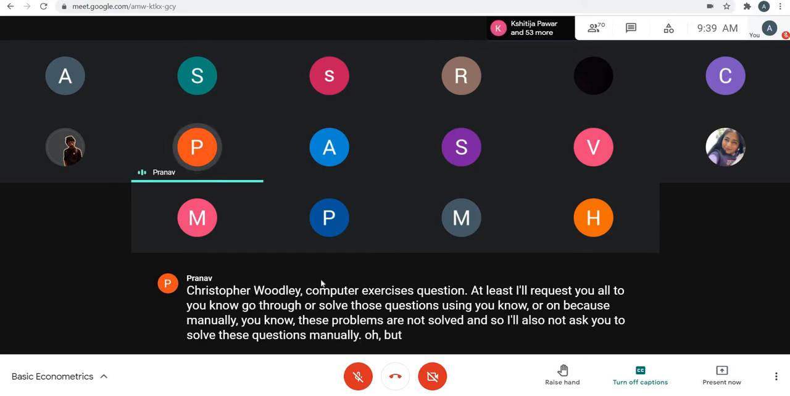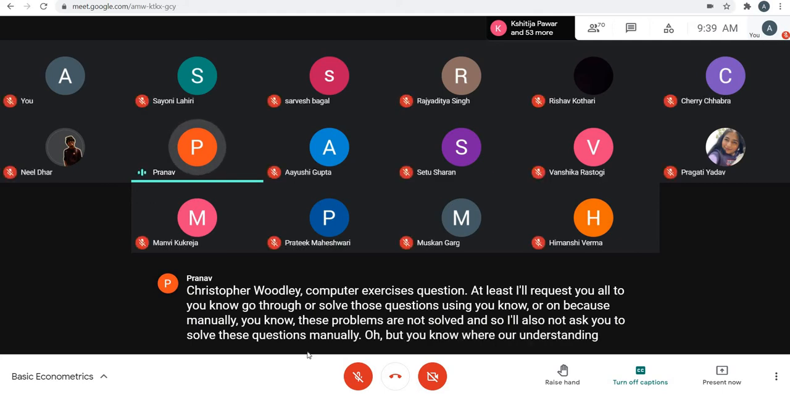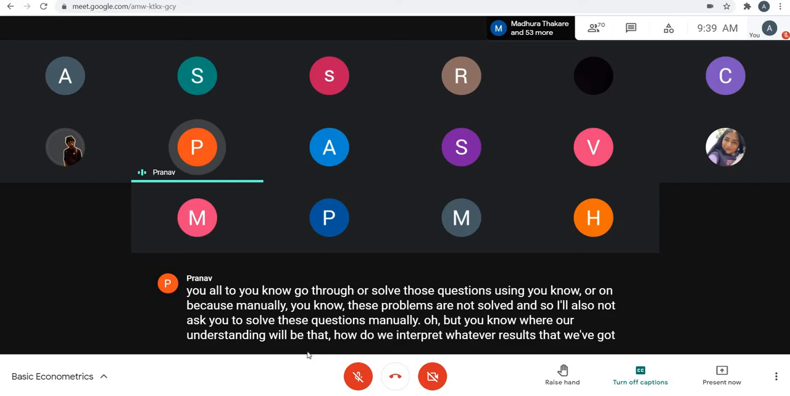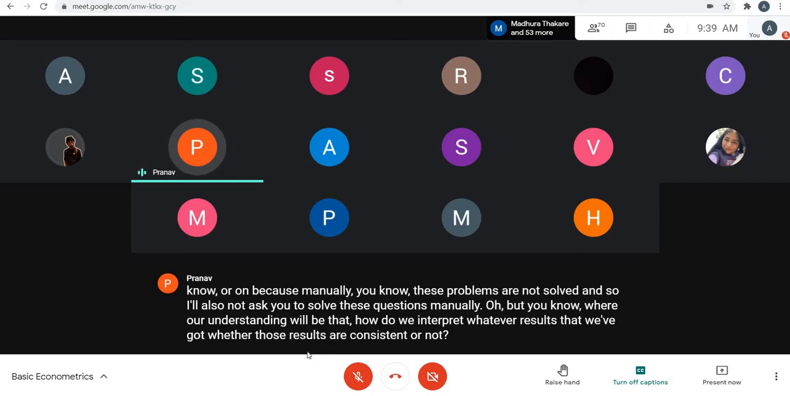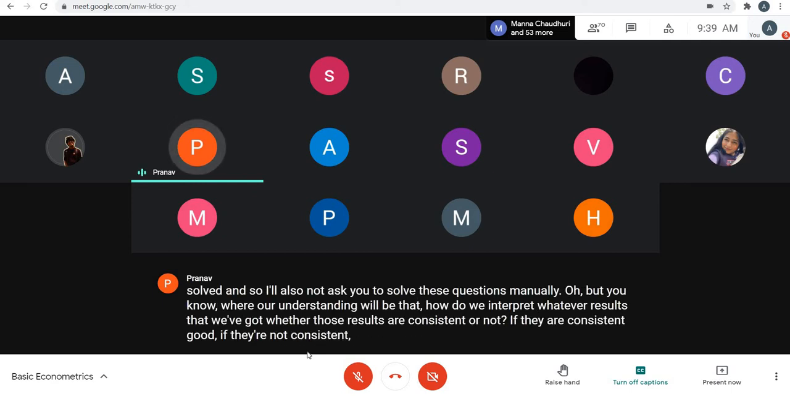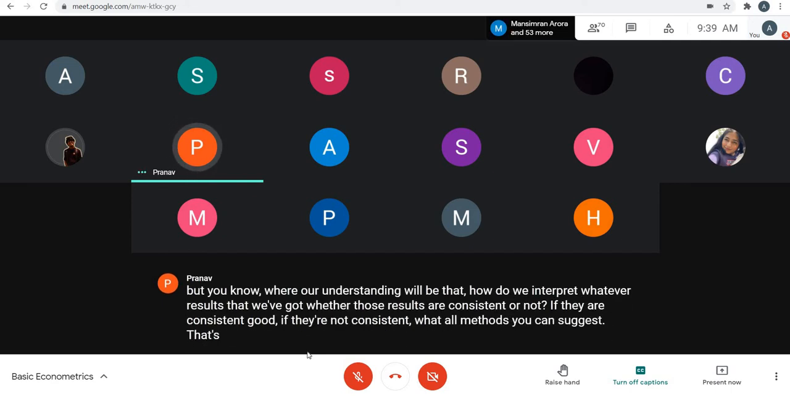But where our understanding will be is how do we interpret whatever results we have got, whether those results are consistent or not. If they are consistent, good. If they are not consistent, what methods you can suggest. That's all that you need to learn in econometrics.